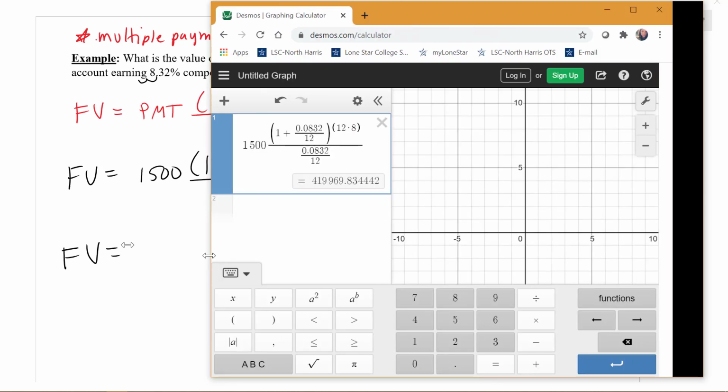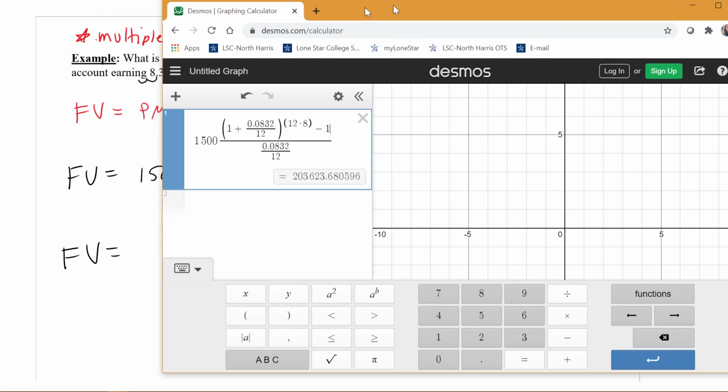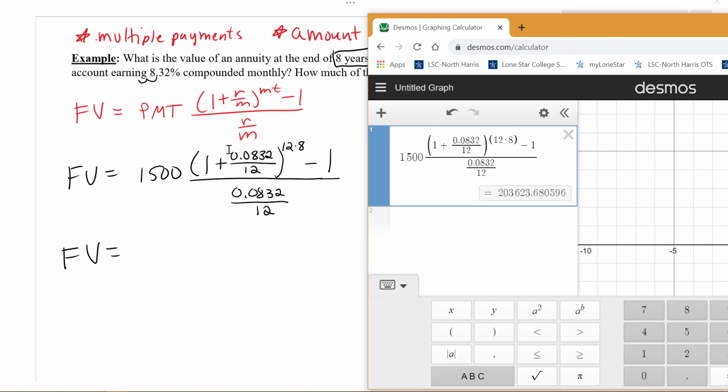Okay, so let's just check it here. I forgot to type in my -1 at the top, so let's do that. Come outside of the exponent. You can hit these arrows to come outside of that exponent and then do -1. Okay, so that looks good. Let's double check. Okay, so it looks like we have our future value answer. We have $203,623.68, rounding to the nearest 2 decimal places.